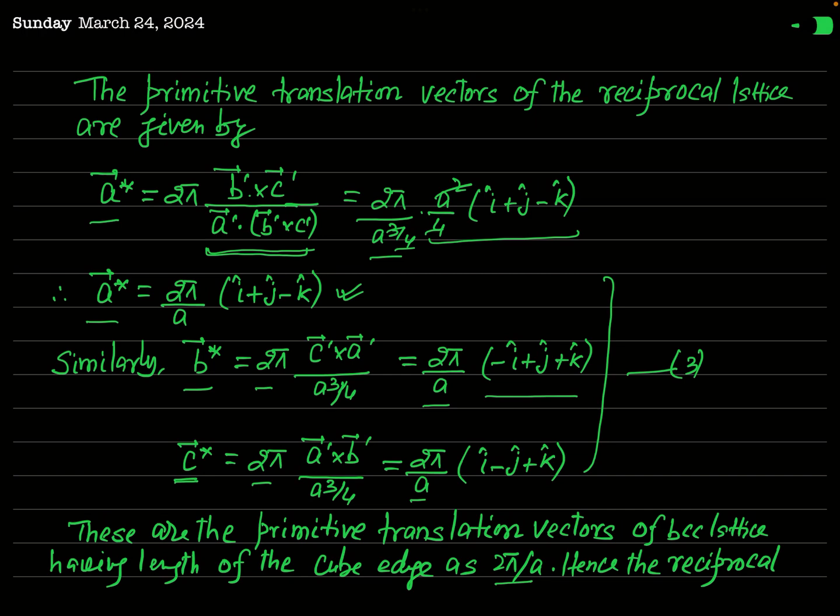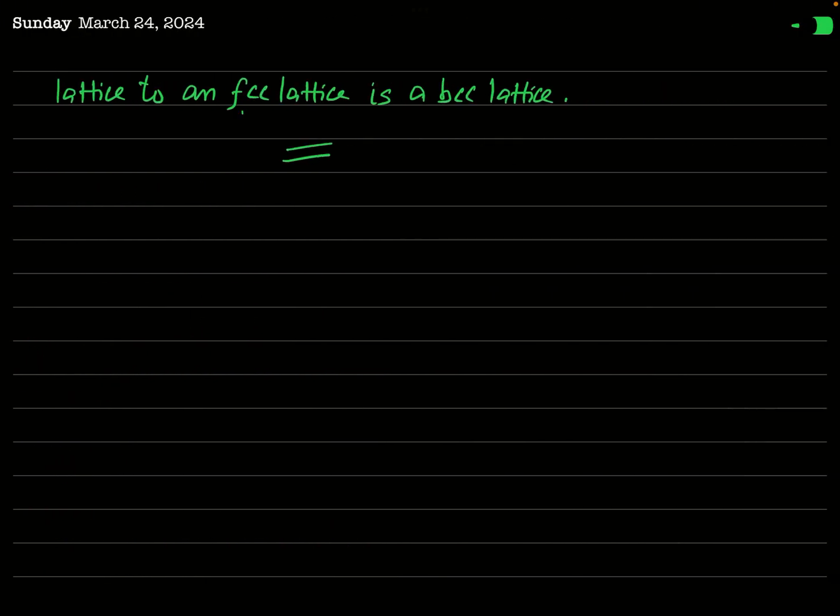Okay, so I have written it here. You can see these are the primitive translation vectors of BCC lattice having length of cube 2 pi by A. Hence, the reciprocal lattice to an FCC lattice is a BCC lattice. So now I think this explanation was very simple, and as I have told you earlier, this concept which you have studied today is actually very important for you if you are going to give examination of any type, either university examination or any competitive examination. This concept is very useful to you.